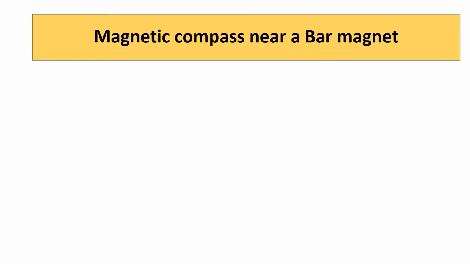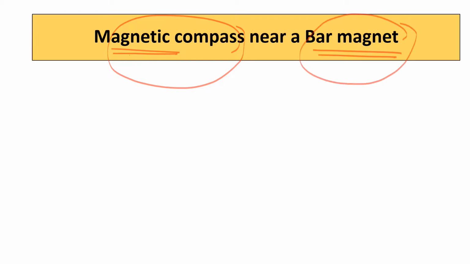What is a magnetic compass? Magnetic compass is an instrument that is used to find the direction. And what happens when this magnetic compass is brought near a bar magnet? This compass also contains a small magnet. Therefore, the field lines of this compass will interact with the field lines of the bar magnet. Therefore, the needle of this compass will deflect and gives you the direction.